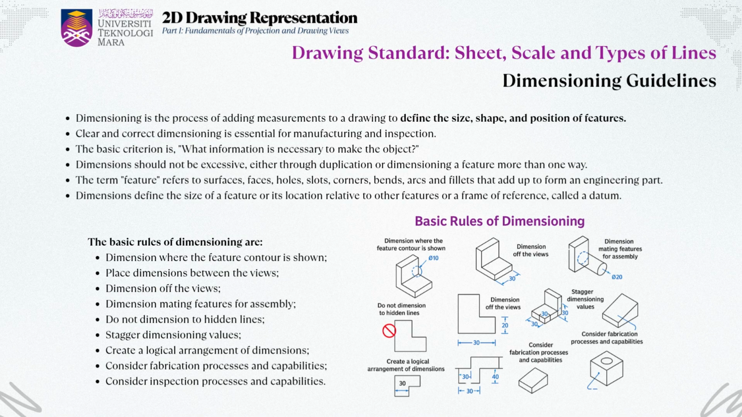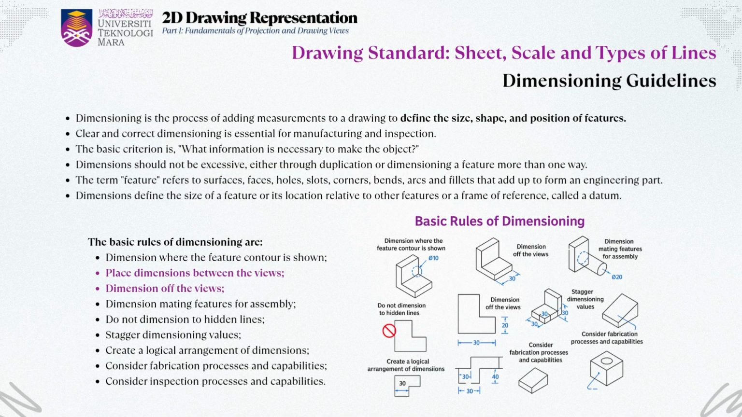When you're adding dimensions to a drawing, it's important to place them where they make the most sense visually and practically. A good rule of thumb is to always dimension a feature where its shape is clearly shown. For instance, if you're trying to show the diameter of a circular hole and it appears as a full circle in the front view, that's the best place to put the dimension. This helps the reader immediately understand what the dimension is referring to.